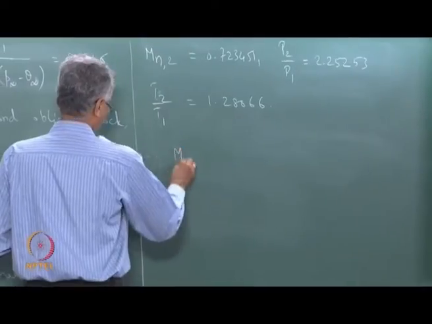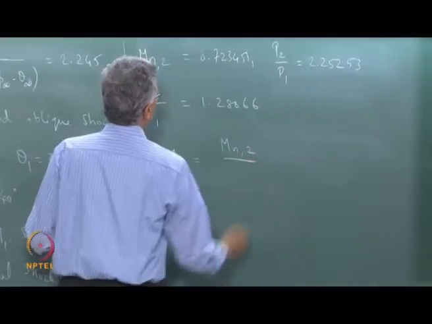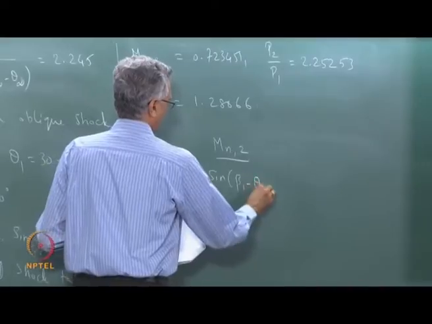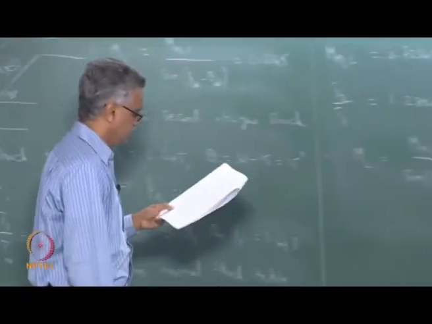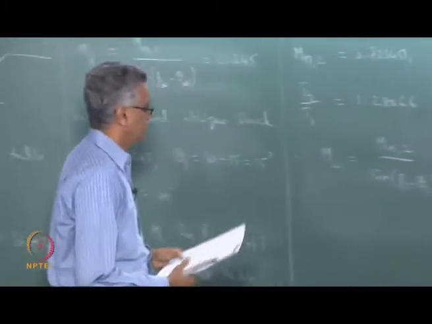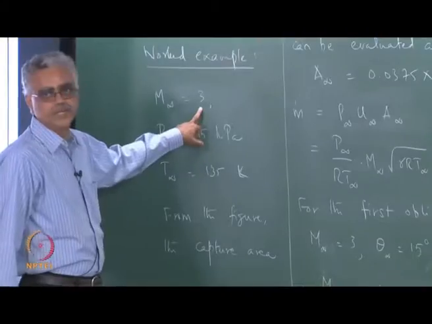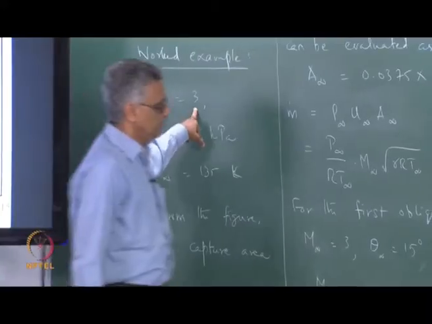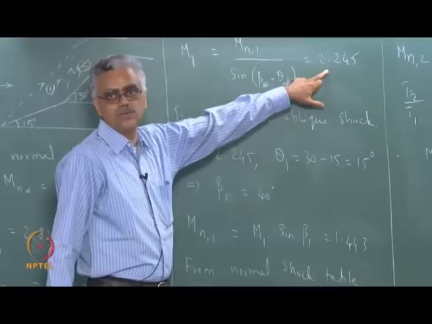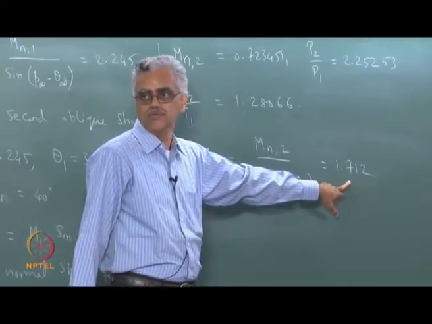Therefore, M2 is equal to Mn2 divided by sine of beta 1 minus theta 1, and this can be evaluated as 1.712. So the Mach number went from a free stream value of 3 to a value of 2.245 after the first oblique shock wave, and then to 1.712 after the second oblique shock wave.